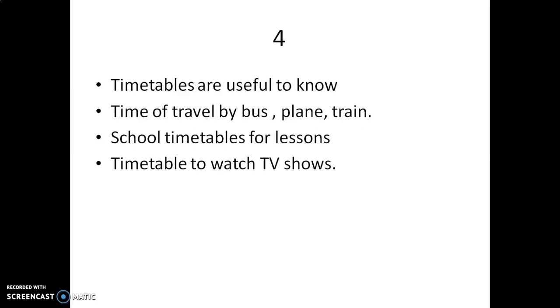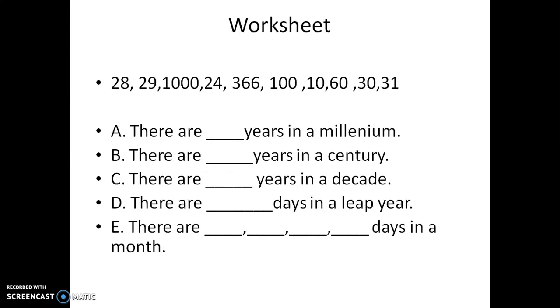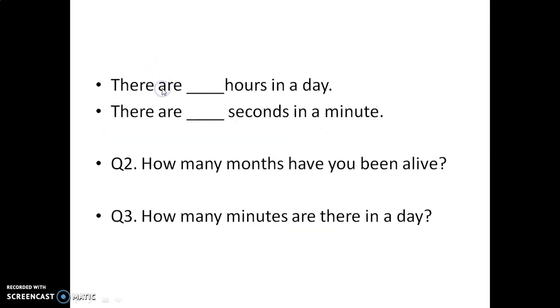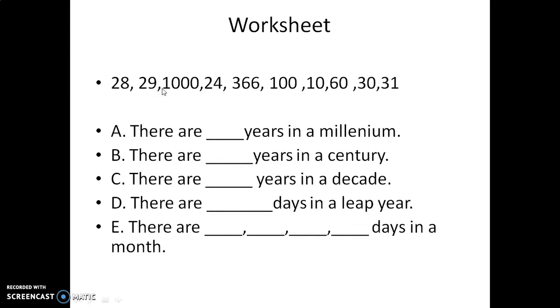Now a small worksheet. There are some numbers here if you can see, and these numbers you have to just fill in the blanks. Come on, solve them, and I want you to send it to me. Come on, I want all of you to send me your answers.